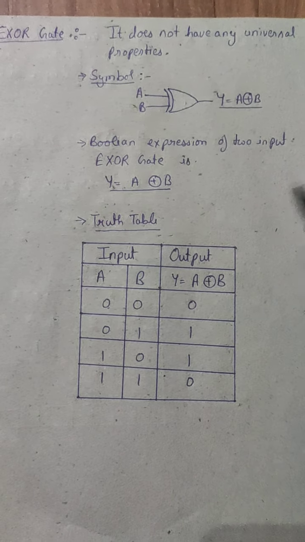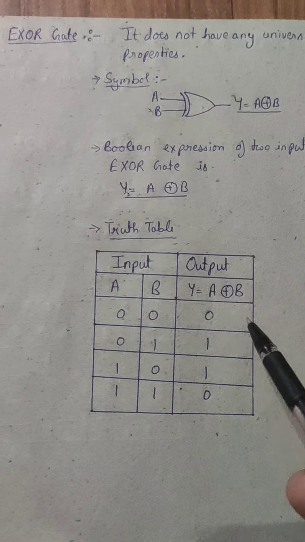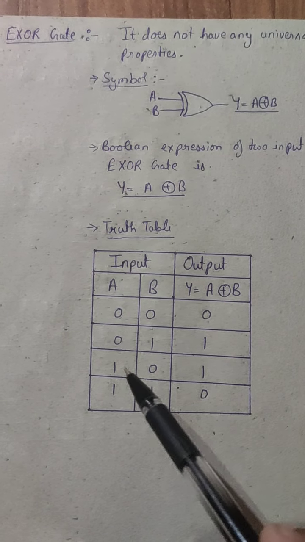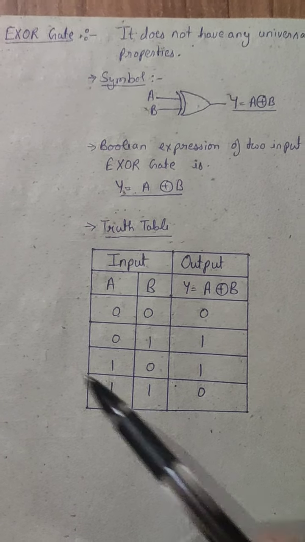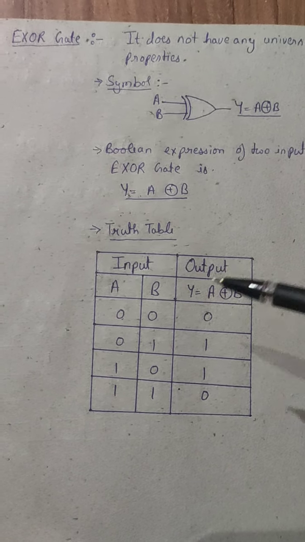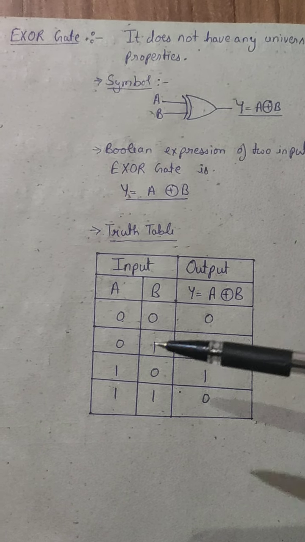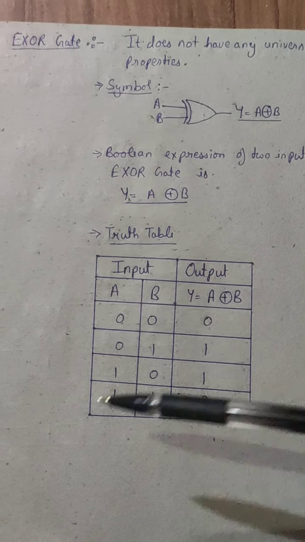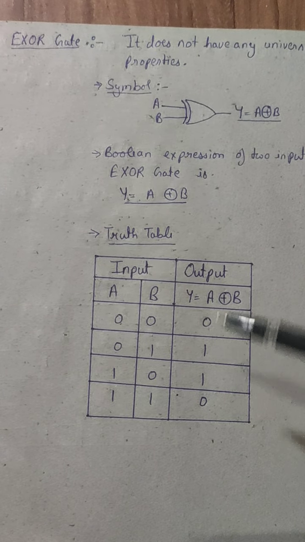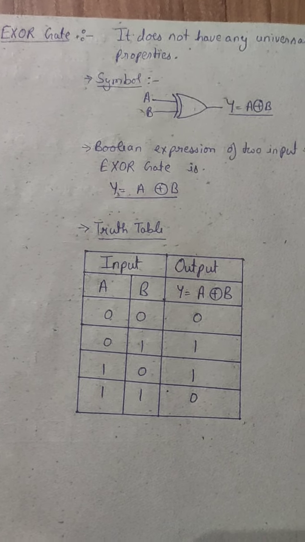The truth table of the XOR gate is this, for two input variables: 0 0 output is 0, 0 1 output is 1, 1 0 output is 1, 1 1 output is 0. So we can remember this by one method: when the two inputs are the same, we get the output 0. Otherwise, for any other combination, we get the output as 1. When both the inputs are the same, the output is 0. So this way we can remember the truth table of the XOR gate.